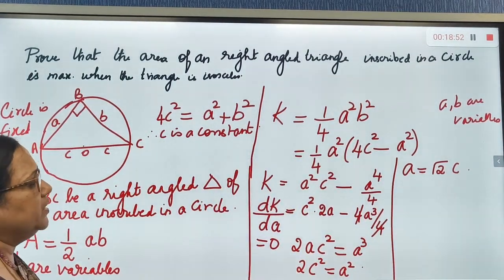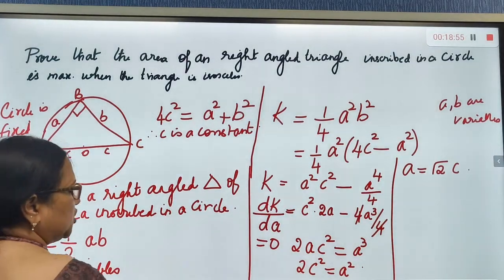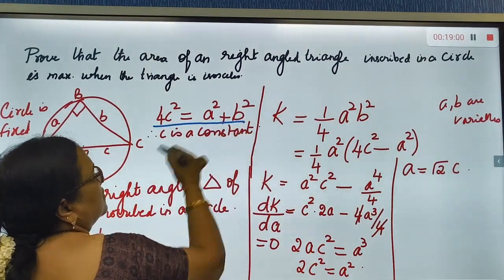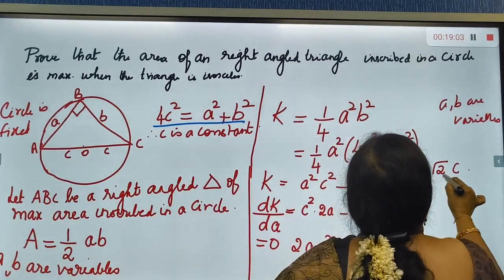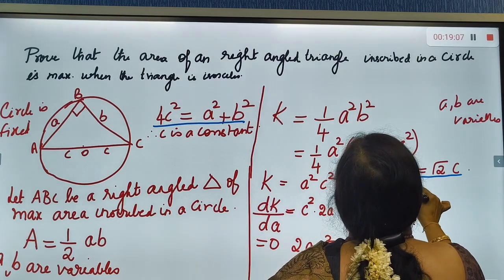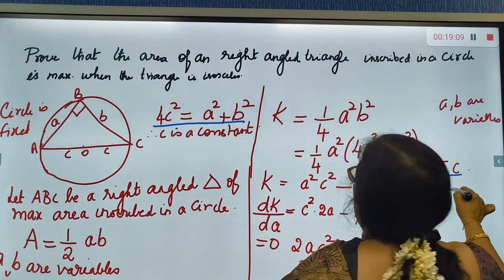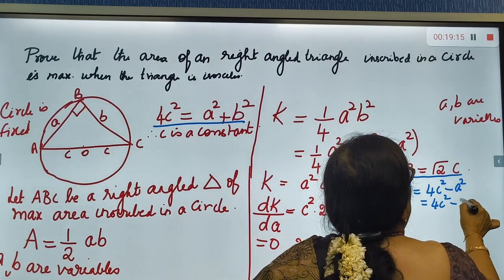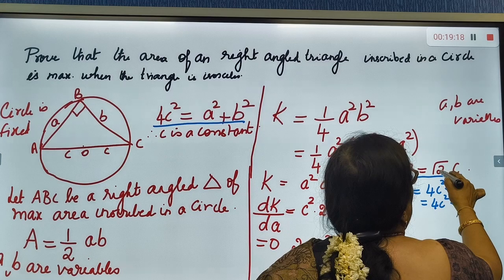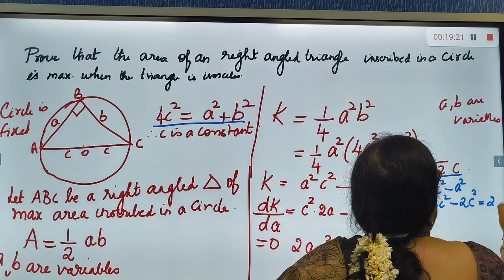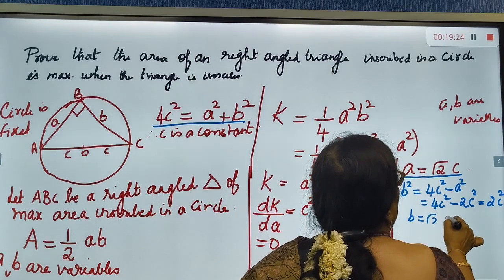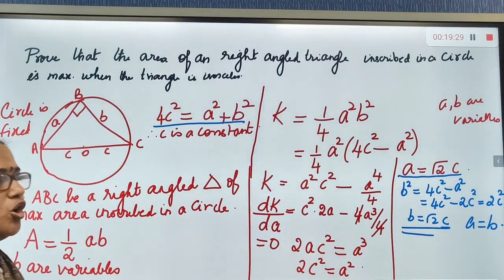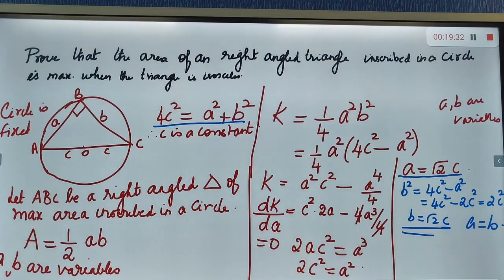If A is root 2C, what will be B? We know the relationship between A and B. The relationship between A and B is given by this. Right? If A equal to root 2C, B square equal to 4C square minus A square, which is 4C square minus, when I square this, what will I get? 2C square. So B is also root 2C. So A equal to B, therefore the triangle is isosceles. So when the area is maximum, the triangle is isosceles.